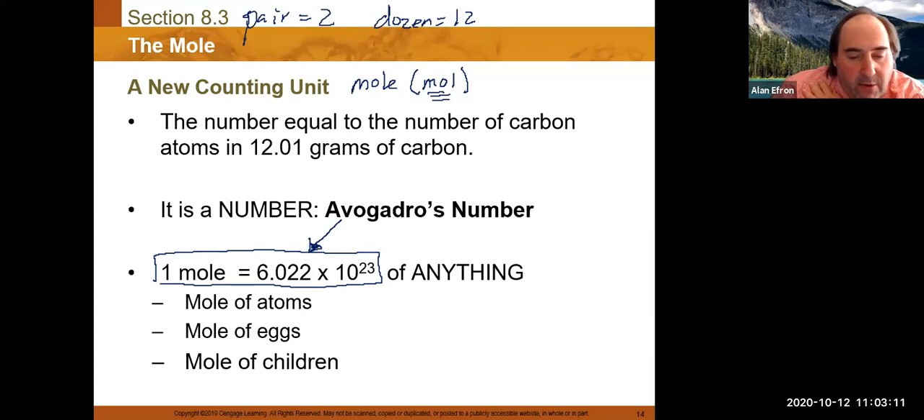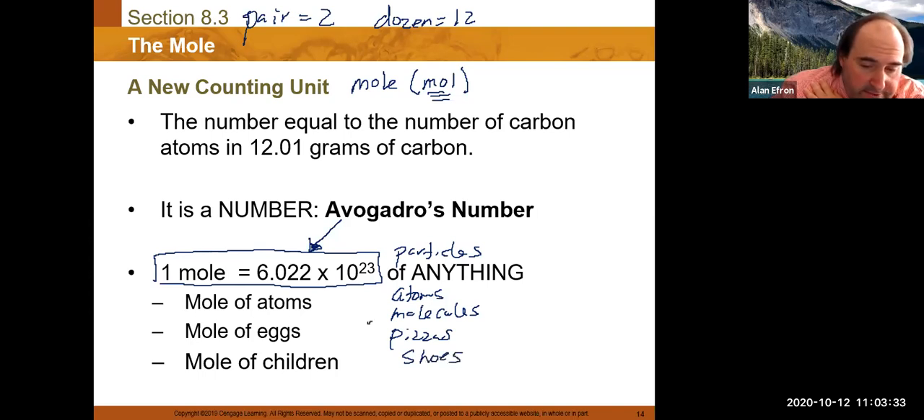So you could say 1 mole equals 6.022 times 10 to the 23. Could be particles if you're talking about particles. They could be atoms if you're talking about atoms. They could be molecules if you're talking about molecules. Really, they could be like pizzas or shoes or whatever you like. But probably most often in chemistry, these are the 2 common units that go with Avogadro's number. 1 mole of anything is 6.022 times 10 to the 23 atoms, or 6.022 times 10 to the 23 molecules.